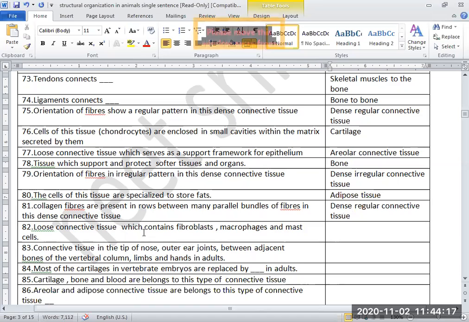Then question number 82. Loose connective tissue which contains fibroblasts, macrophages, and mast cells: areolar connective tissue.